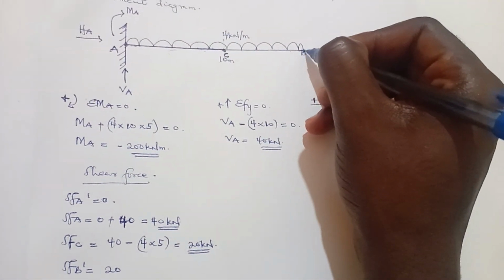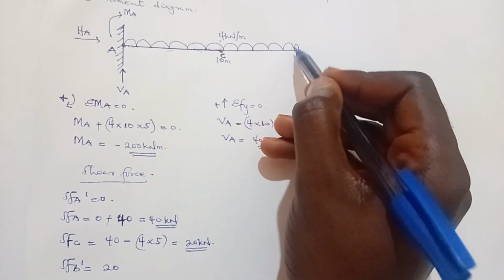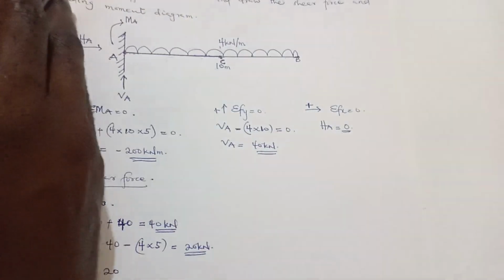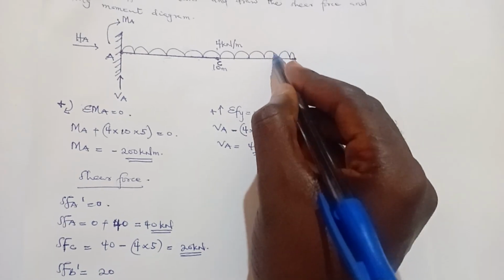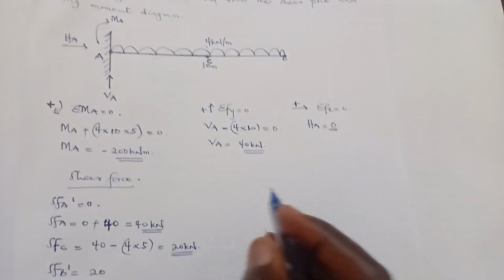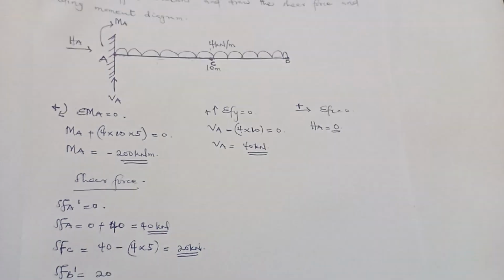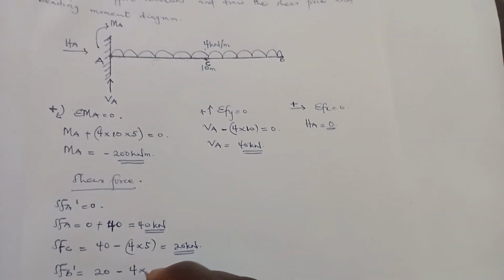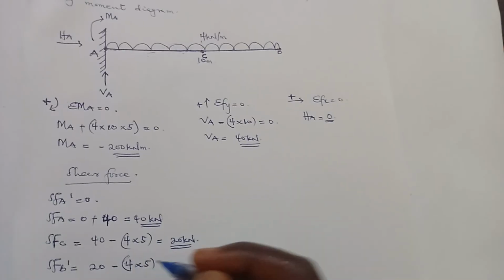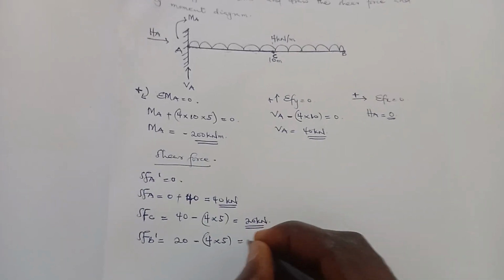Since you are taking B, this part of the beam will also be included because you are making a cut at B and we are picking this side. So this part is included on the beam. The force per unit length is 4 kilonewton per meter. The distance from here to here is 5. So it's going to be minus, because it's acting down, 4 times 5, which gives us 0.